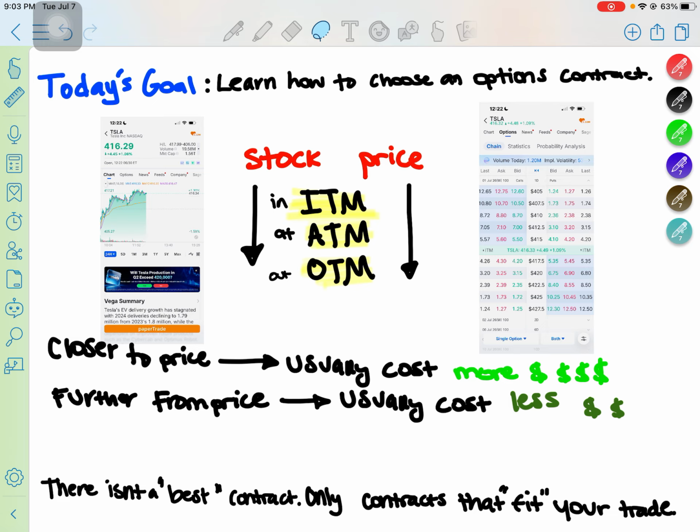So there is in the money, at the money, and out of the money. Every single contract is going to fall into one of these three groups: in the money, at the money, or out of the money. You don't have to worry about memorizing these names. Just understand the idea that every contract falls into one of these three groups.